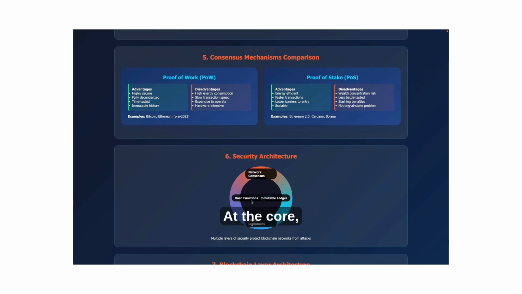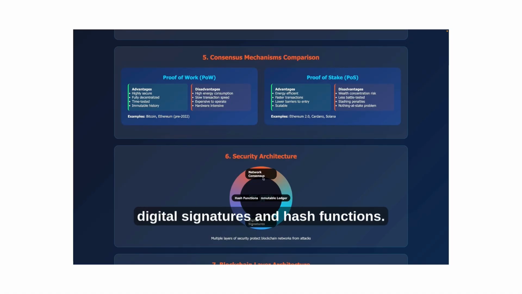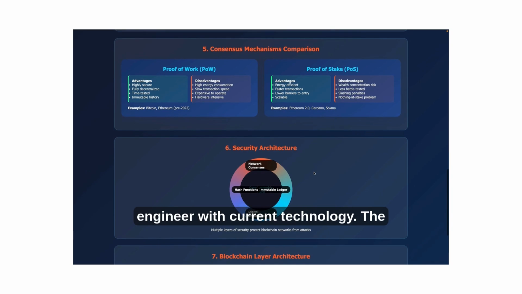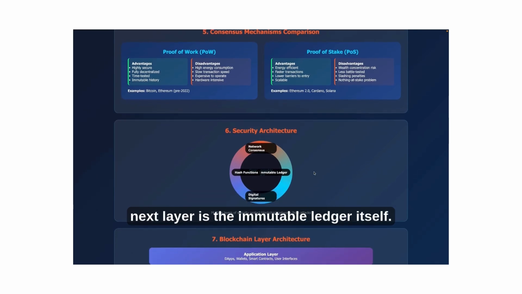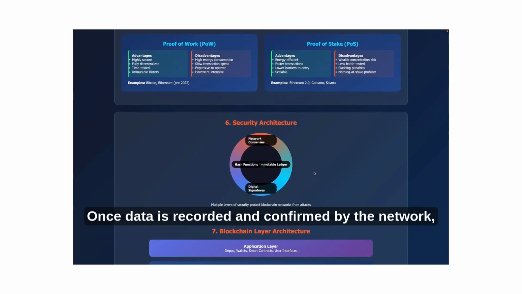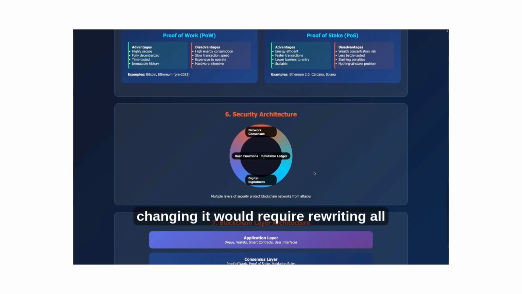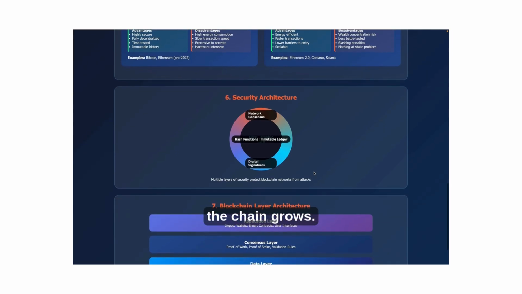barriers. At the core, we have cryptographic functions, mathematical algorithms that create digital signatures and hash functions. These are virtually impossible to reverse engineer with current technology. The next layer is the immutable ledger itself. Once data is recorded and confirmed by the network, changing it would require rewriting all subsequent blocks, which becomes mathematically impossible as the chain grows.